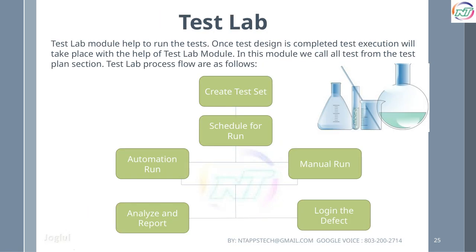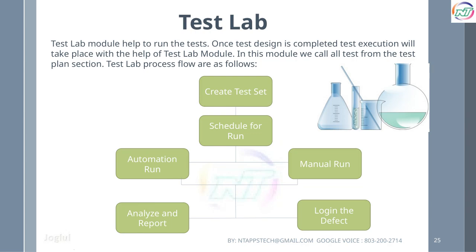The Test Lab module plays a crucial role in executing tests after the test plan has been developed. Once you've finalized your test design, the test execution phase begins within this module, where all calls are made from the test plan section. The process flow starts with creating a test set, then scheduling it for execution, followed by running automation tests or manual tests as needed.